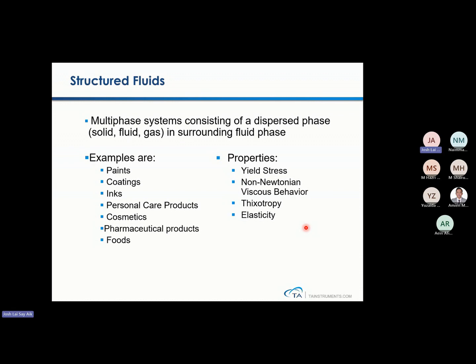So properties that we will look into will be yield stress, non-Newtonian behavior, thixotropic elasticity. Thixotropic behavior is something like, when you break it, it will break, of course, but when you let it rest, it will come back together and form a structure again. So this is a very unique thixotropic behavior, like paint.